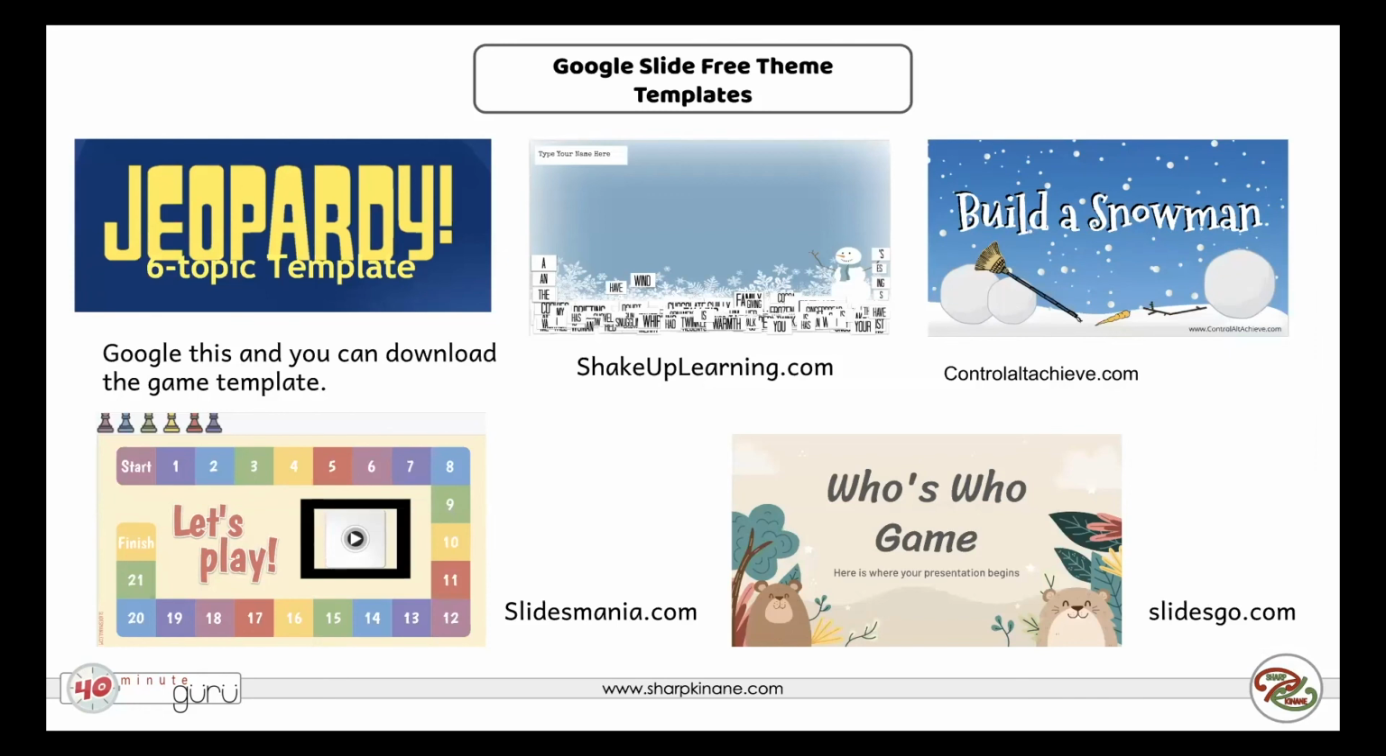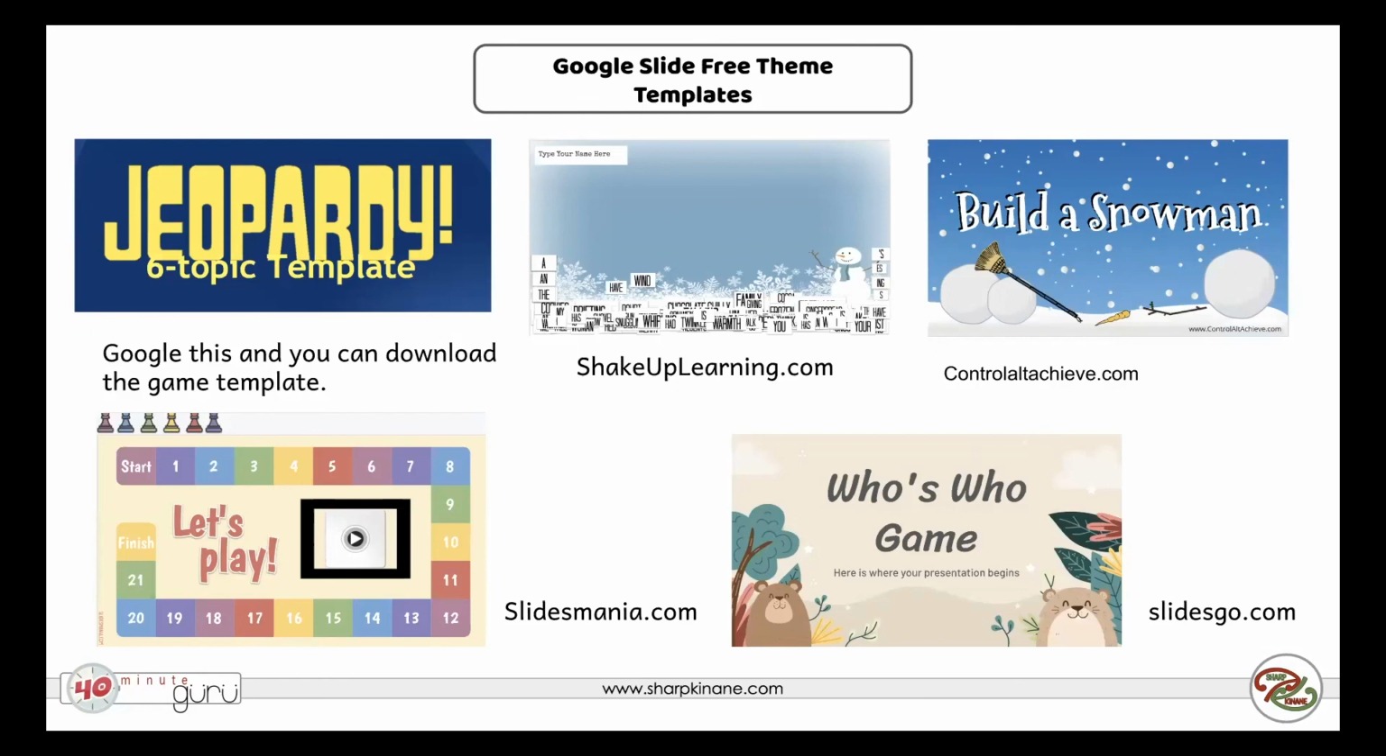ShakeUpLearning.com has some cool newsletters and activities there. So that one I've got is like the magnetic poetry aspects, where students can click and drag and drop different words that they've got there to create a poem about winter. The Build a Snowman one has a whole lot of eyes and mouths and hair, and a snowman template, so students can drag and drop different eyes and create their own character.